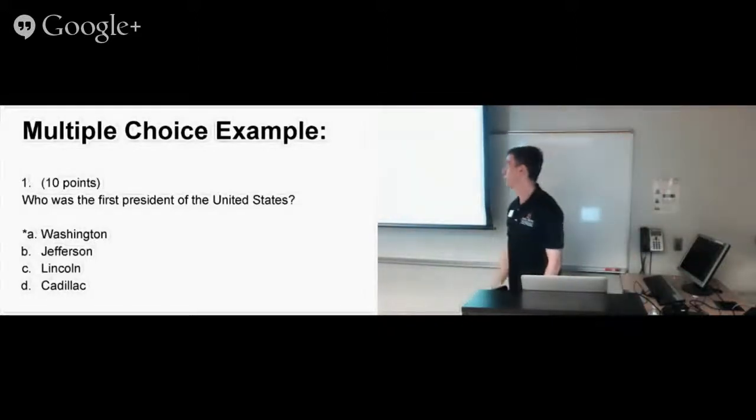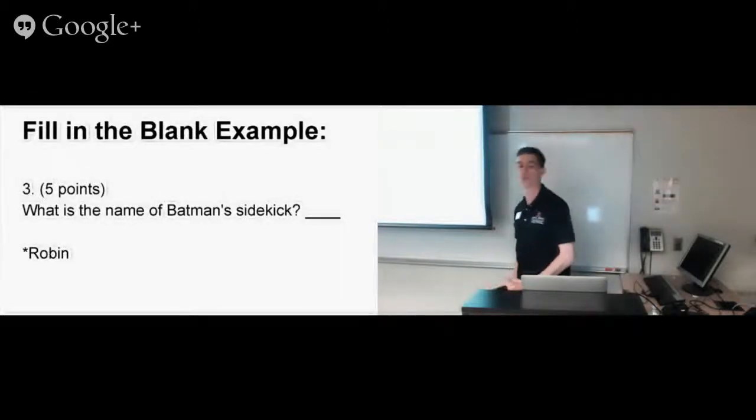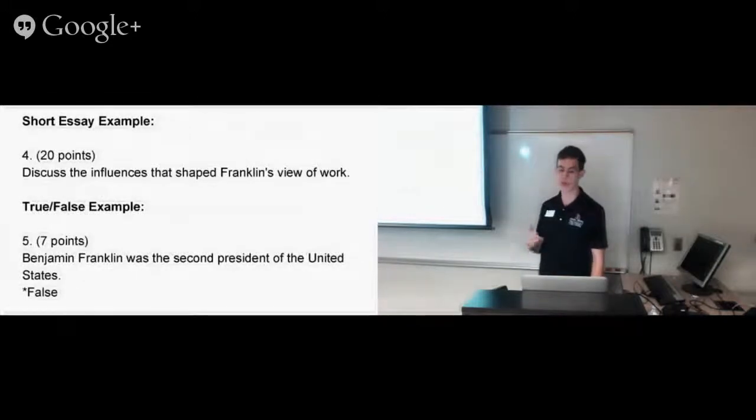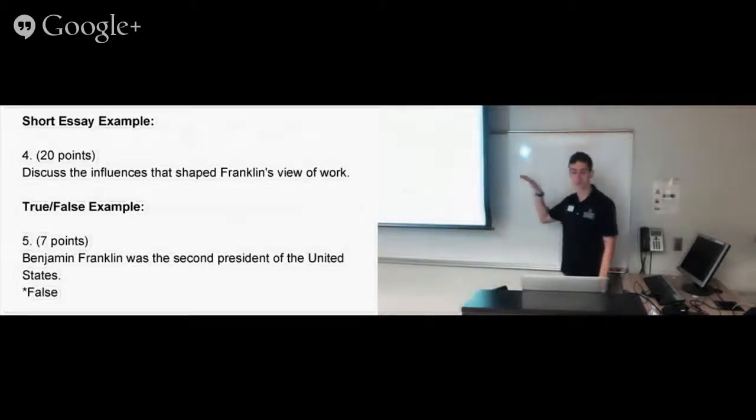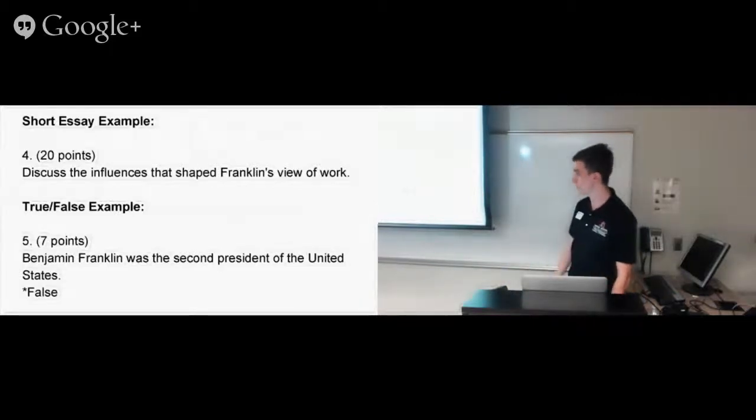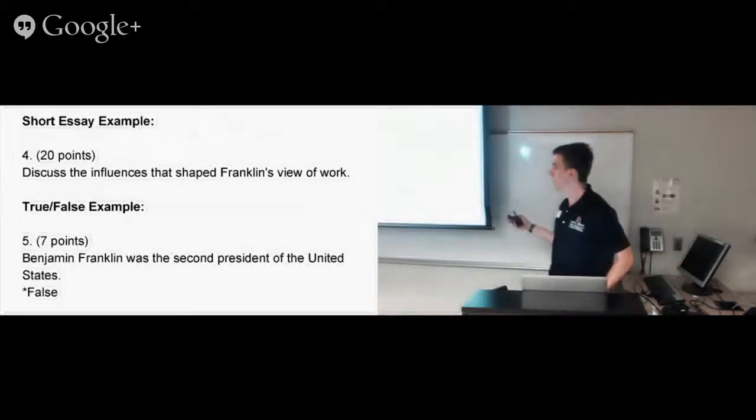And then finally, a fill-in-the-blank answer. What is the name of Batman's sidekick? And I only have 1 correct answer, Robin, with the asterisk next to it. And the last 2 examples: a short essay example. It does not have any answer listed. The only thing I'm specifying is the number of the question and the point value. And the second example, the true-false example, has the asterisk on the false, which I would hope is the right answer to that question.